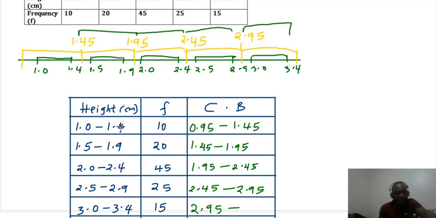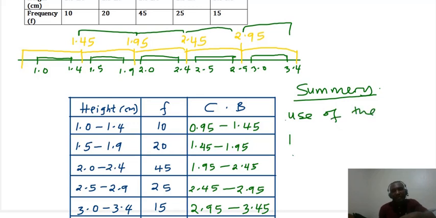So when you take away 0.05 from 1, we get 0.95. Now when you look at the upper class limits and the upper class boundaries here, we realize that they added 0.05 on the upper class limits to get the upper class boundaries. So we are going to add here 0.05 to get 3.45.